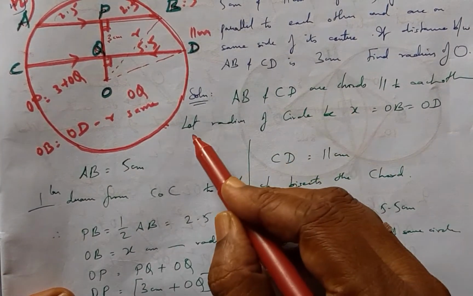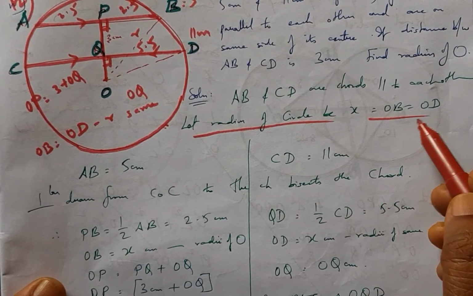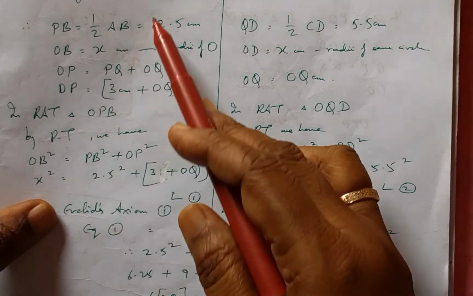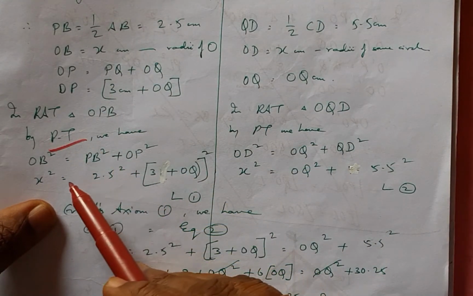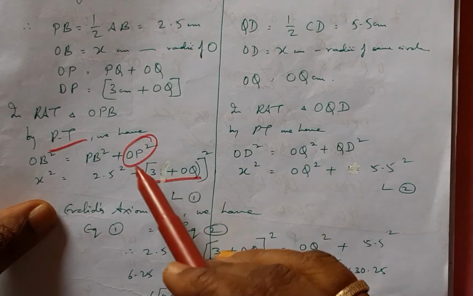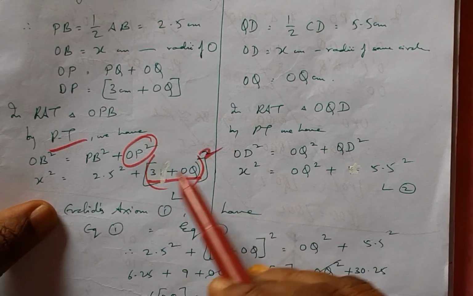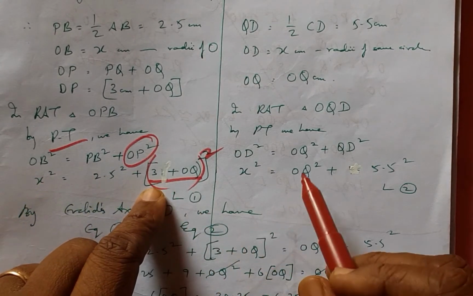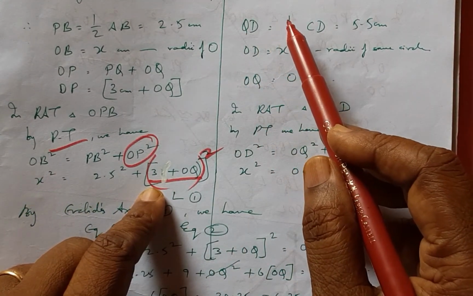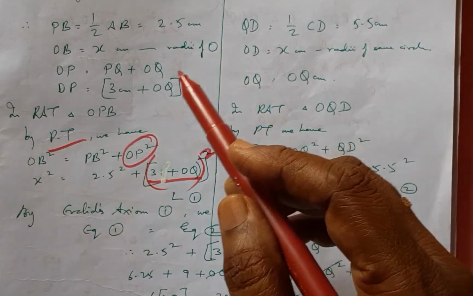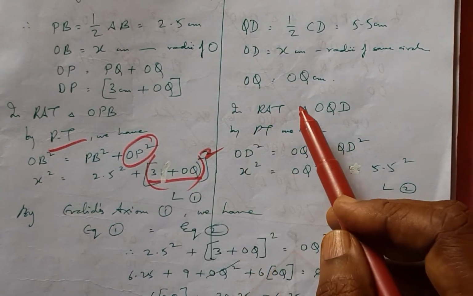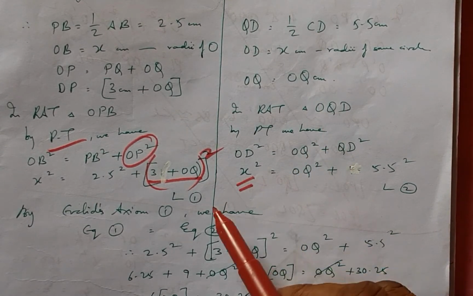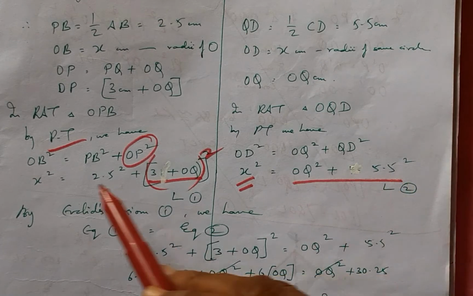So in the first place we presume the radius to be x, which is OB equals OD, and from that we apply the Pythagorean theorem, and we know that OP is 3 plus OQ, so that is the square of these two things, and from that we get some value of x square. Similarly, for the other right angle triangle OQD, as you can see, this is the x square, and we have this equation.